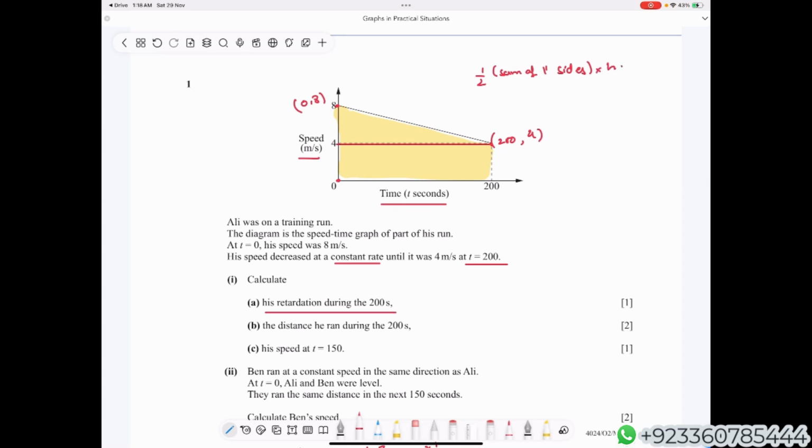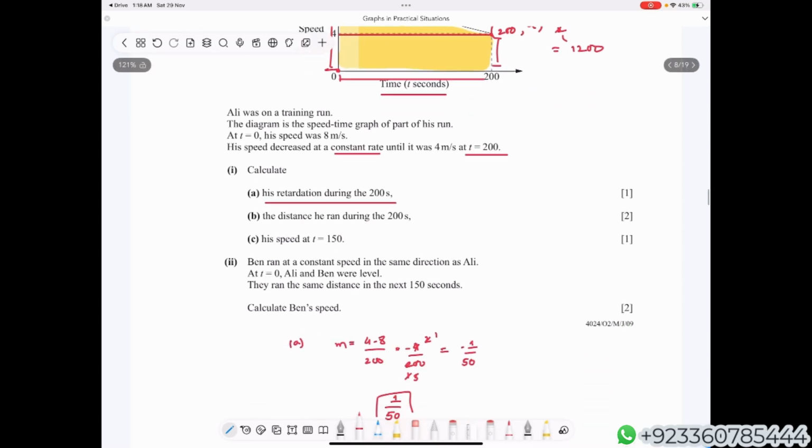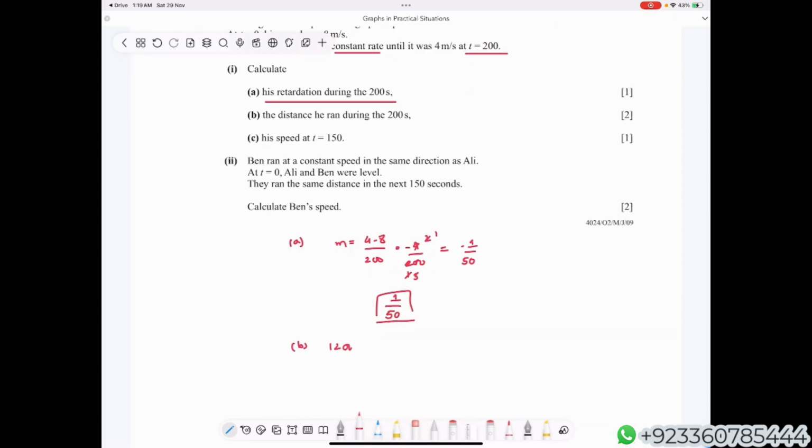into height. So sum of parallel sides, one parallel side is this, okay, and another parallel side is this. So this is going to be half into 8 plus 4, and the height is going to be the distance between the parallel sides, which is 200. So 8 plus 4 is 12. So this is going to be 12 over 2 into 200. This is 1, this is 6. 6 2s are 12. So this is going to be 1200. So the distance is going to be just 1200 meters.